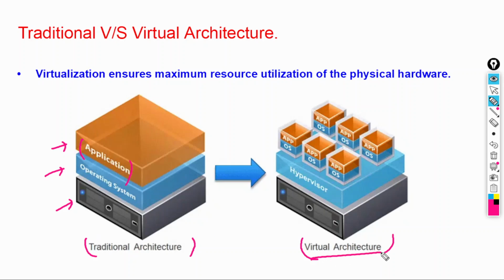With virtual architecture, you will take a physical server. On the top of this physical server, you will install the virtualization software, which is also called a hypervisor. On the top of this virtualization software, you will create multiple virtual machines. Okay, here we have created six virtual machines. On the top of these virtual machines, you will install the operating systems. On the top of these operating systems, you will install the applications. This is the virtual architecture.